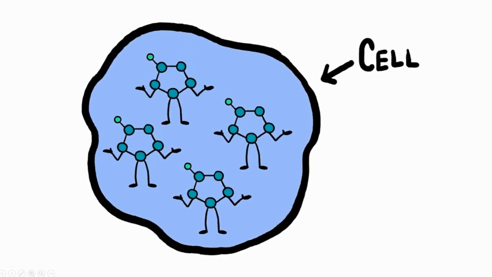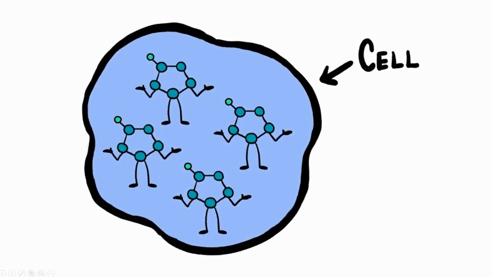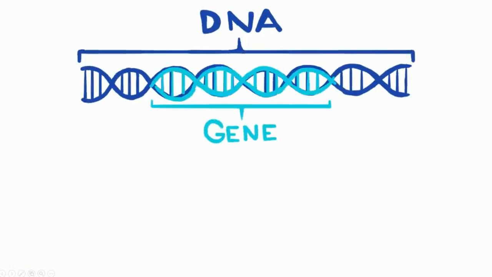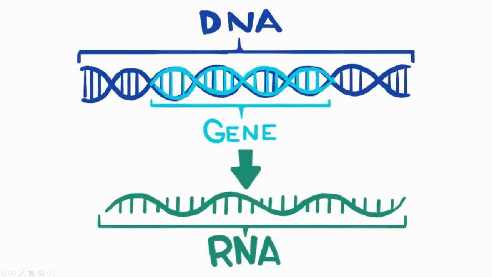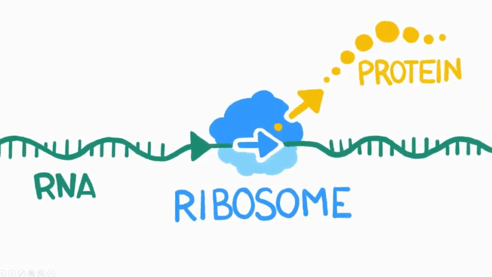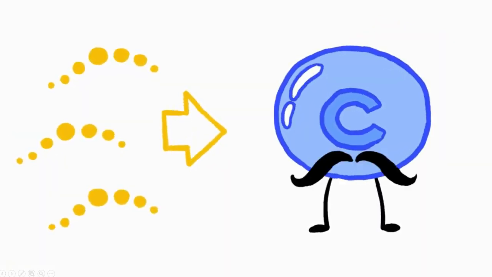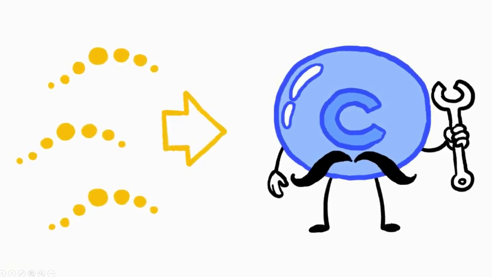Rather, their presence and concentration within cells makes the difference. So how does that work? Genes in DNA are expressed when they're read and transcribed into RNA, which is translated into proteins by structures called ribosomes. And proteins are much of what determines a cell's characteristics and function.